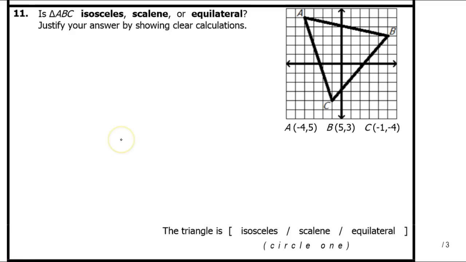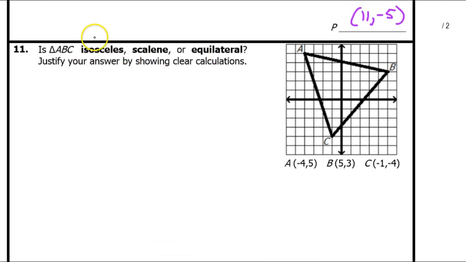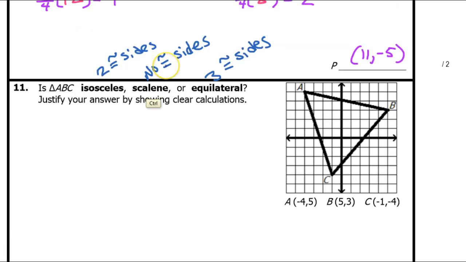In this video, I will show you how to use slope, length, and midpoint to prove different things about triangles, quadrilaterals, and diagonals. So, for example, I'm supposed to show whether or not triangle ABC is isosceles, scalene, or equilateral. Well, isosceles means that there are two congruent sides. Scalene means there are no congruent sides, and equilateral means there are three congruent sides. So, obviously, we need to find the lengths of the sides, because congruent sides means equal length.